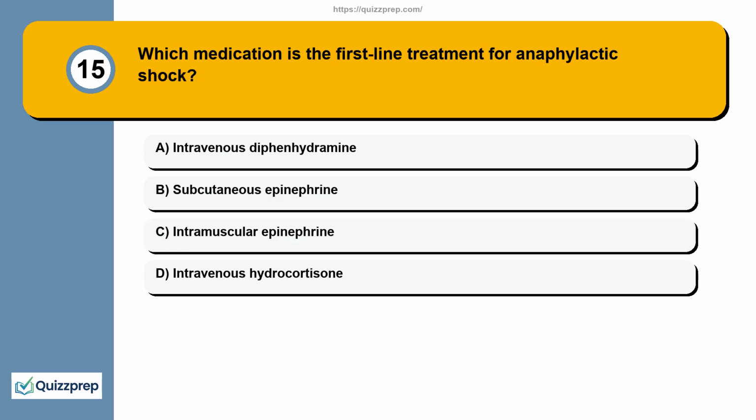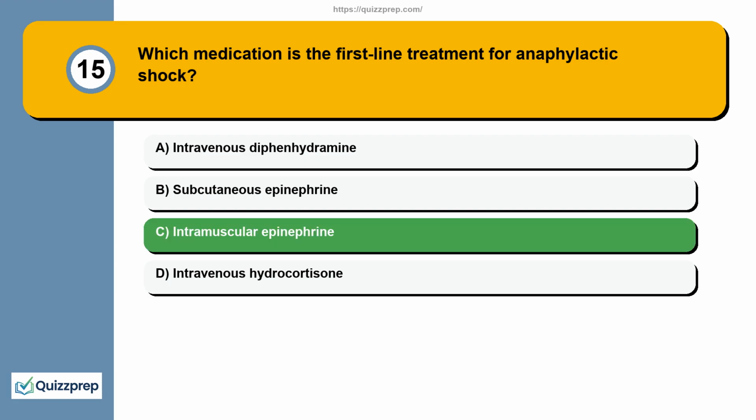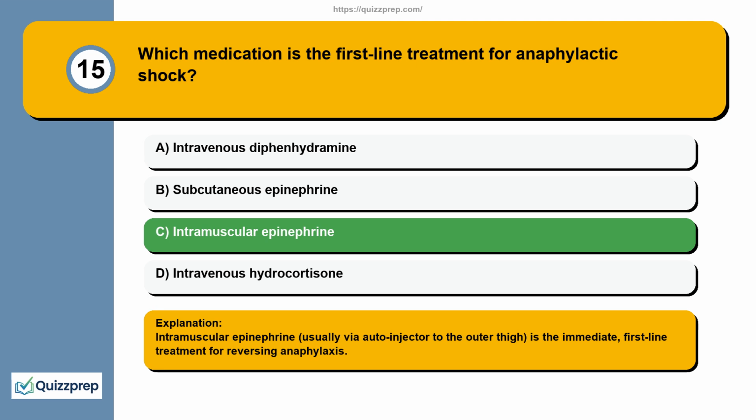Question 15. Which medication is the first-line treatment for anaphylactic shock? Here are your options. Option A. Intravenous diphenhydramine. Option B. Subcutaneous epinephrine. Option C. Intramuscular epinephrine. Option D. Intravenous hydrocortisone. The correct answer is option C. Intramuscular epinephrine. Explanation. Intramuscular epinephrine, usually via autoinjector to the outer thigh, is the immediate, first-line treatment for reversing anaphylaxis.